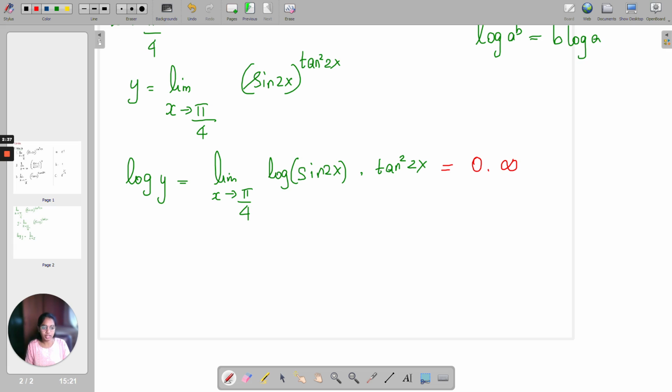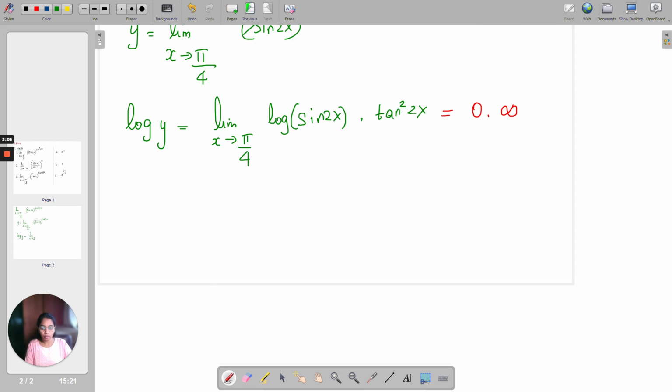So here you can see that we have an indeterminate form. What is an indeterminate form? Please go back and check my previous videos for that. So here we have an indeterminate form. How to solve this? Can you use L'Hospital's rule? No, right? Because we have 0 into infinity. So let us try reducing it to 0 by 0 form or infinity by infinity form. For that, I have a tan here. So can we write tan as sin by cos?